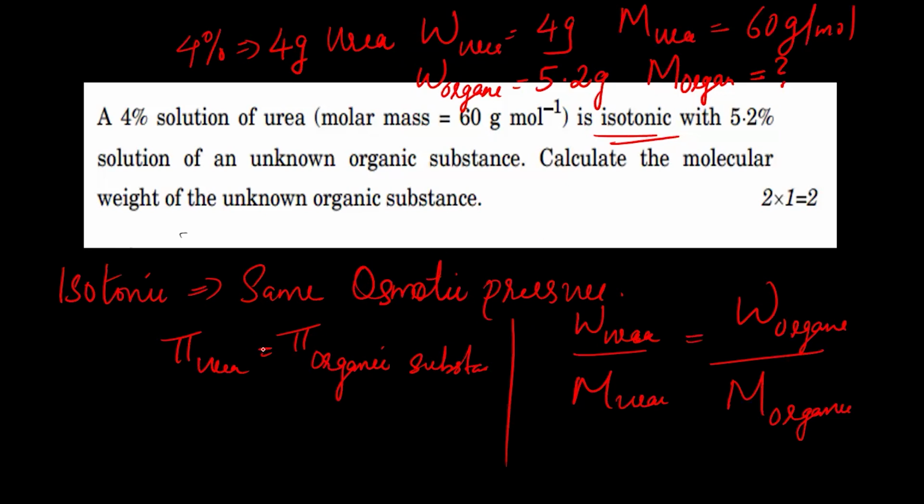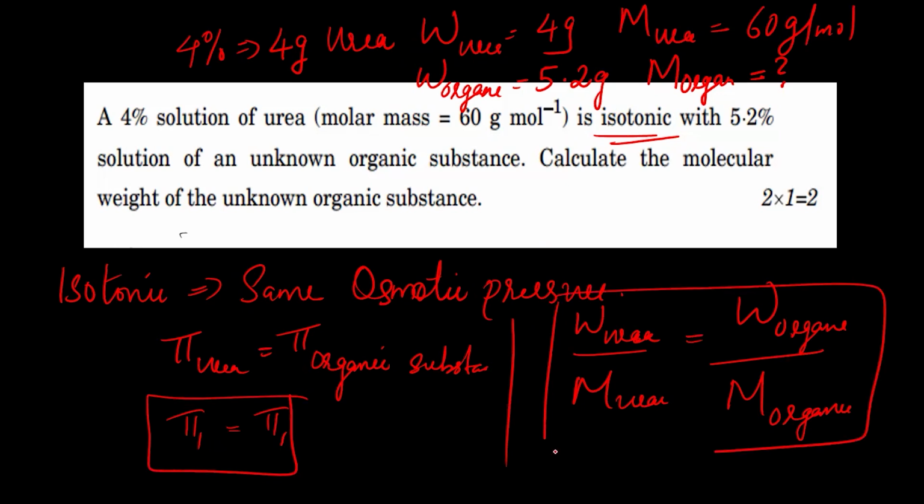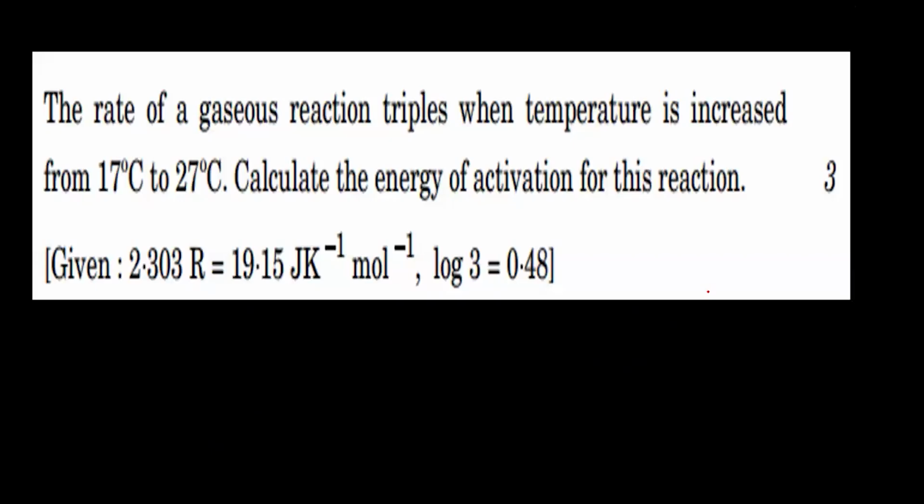Solutions, that means pi 1 will be equal to pi 2. Okay, pi 1 will be equal to pi 2. If it is there, this will be the equation: W1 by M1 is equal to W2 by M2, like that. Okay, moving to the next question.